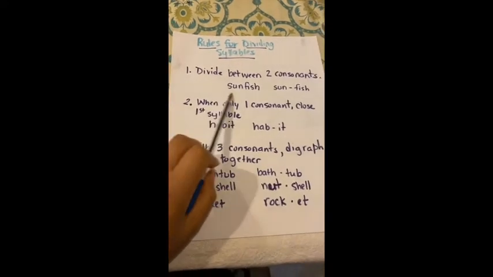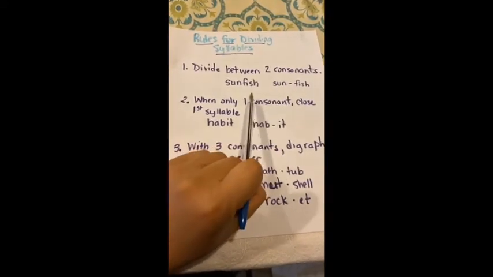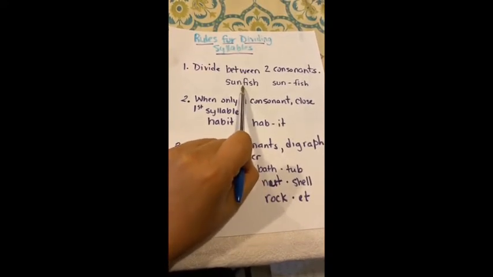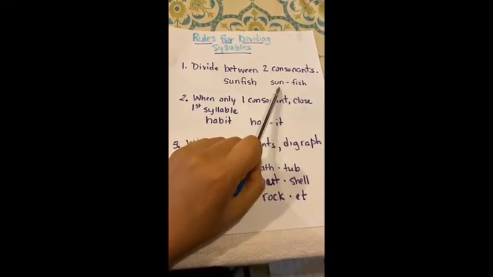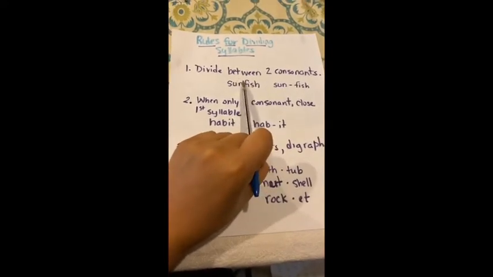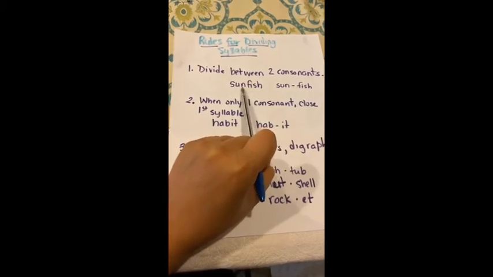1, you divide between two consonants. So we find our vowels. Between our vowels are two consonants. So we're going to divide it right here. So sun, fish. So we just push this over here, sun, fish.